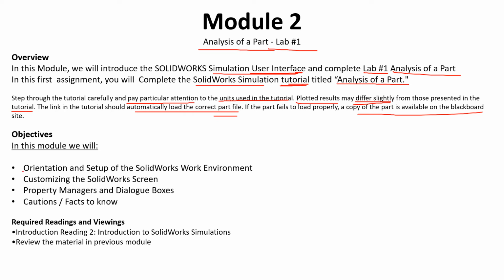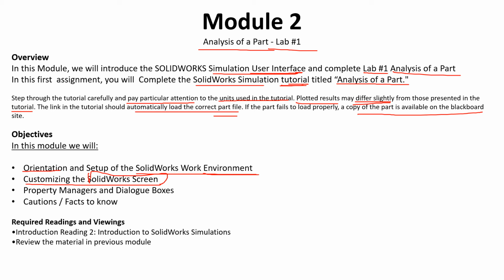So now, objectives within this module. We're going to be looking at the orientation and setup of the SOLIDWORKS environment. This is going to be important and something that carries on throughout the semester, of how you're actually setting up that environment, understanding where everything is located and how to navigate through it. We're also going to be looking at customizing your SOLIDWORKS screens to make it easy for you to find those things. You can customize where things are, what units you're using, and things like that so that you have it ready to go for you.